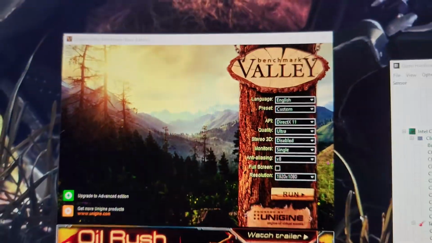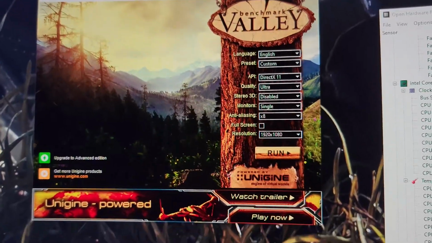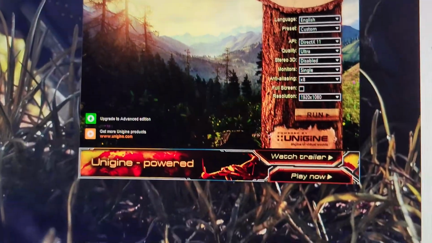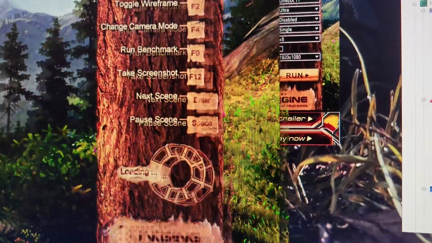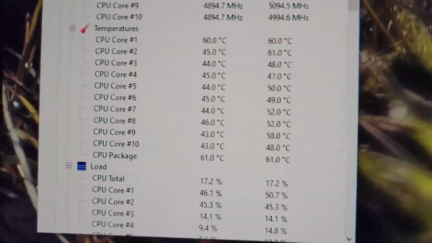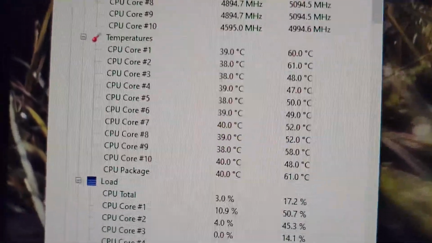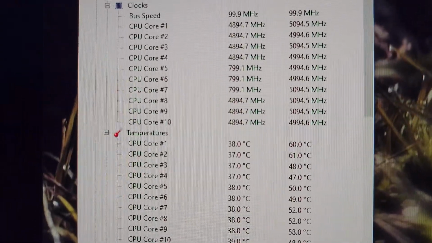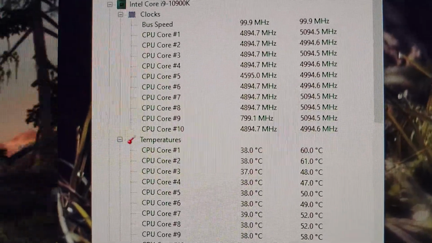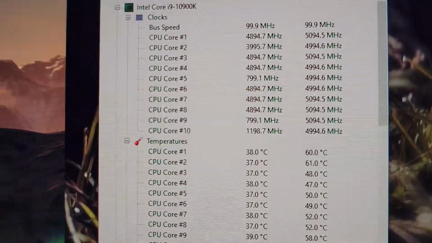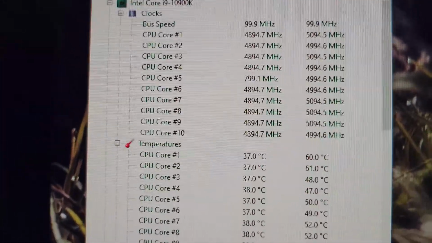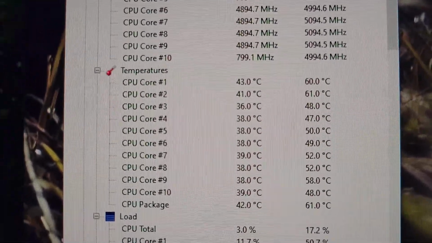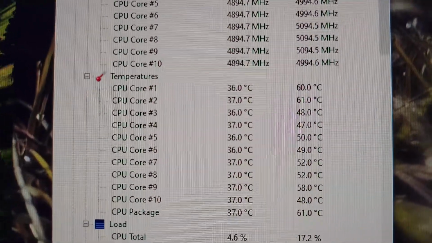Alright, we're gonna run a benchmark. See how temps are during this run. So the core clock is around 4.8 on some cores. Max temp is 61. Current temp is 41, 42, 50. Then it lowers.